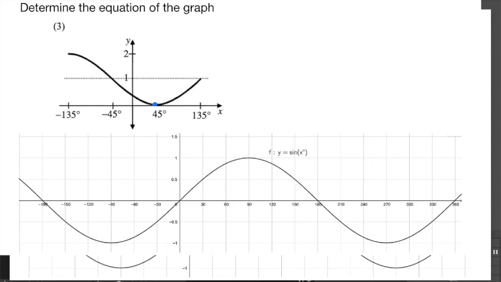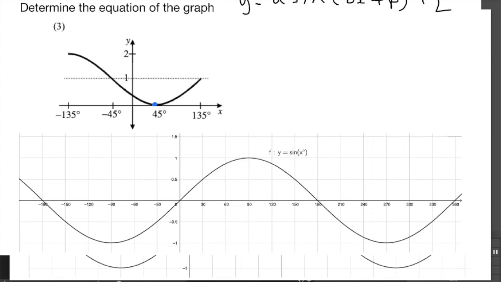So if this is the graph of sine, then we expect the equation of the graph to look like this in general. So we expect the equation of the graph to look like that. And so we need to determine here the value of A, the value of B, the value of P, as well as the value of Q. Right, so let's go through this together.